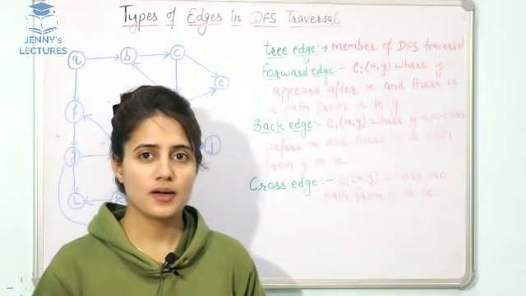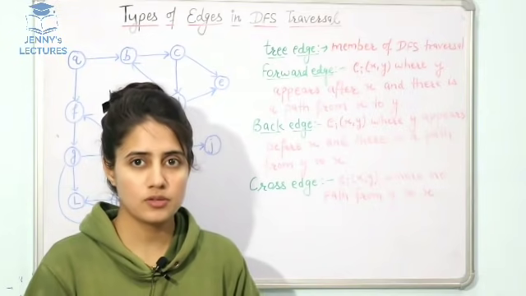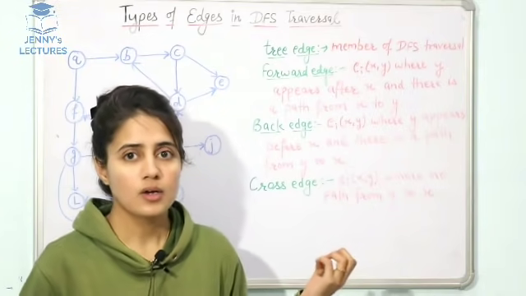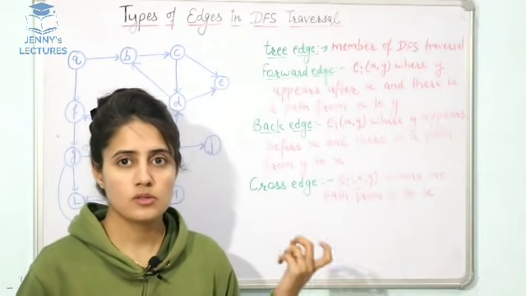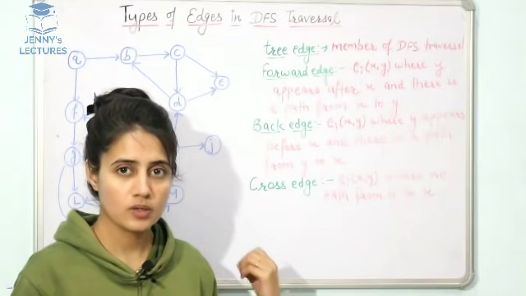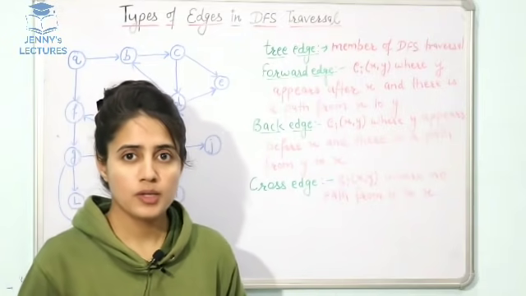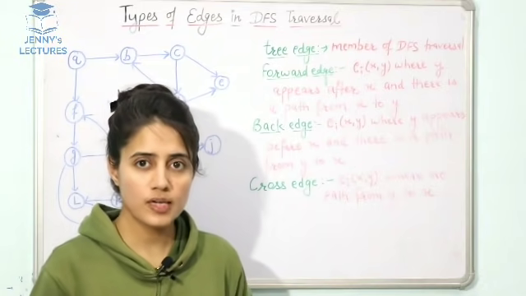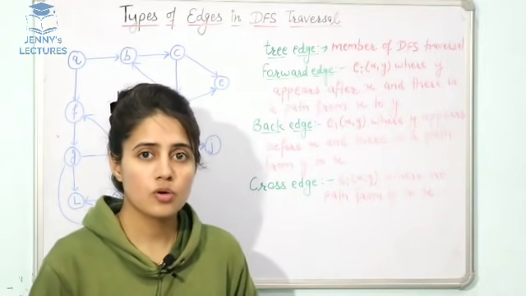Hi guys, welcome back. Today's topic is types of edges after DFS traversal, or you can say classification of edges of a graph after the DFS traversal of that graph. DFS means depth first search traversal of that graph. First of all I'll tell you how many types of edges there would be. 4 types of edges would be there. First one is tree edge, second is forward edge, third one is back edge, and fourth one is cross edge.